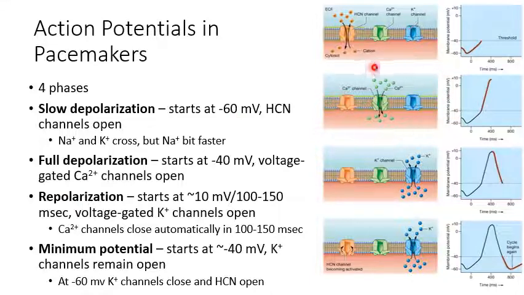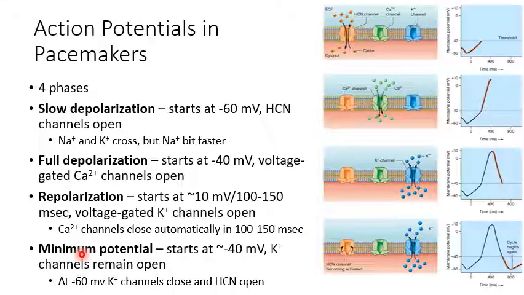Right, so in the full depolarization phase, the voltage-gated calcium channel is the channel that is open. You have calcium entering the cell, and the membrane potential is going to start shooting up to become rapidly more positive. It's going to go up and up all the way until it gets to about 10 millivolts, and then the next phase will begin, the repolarization phase.